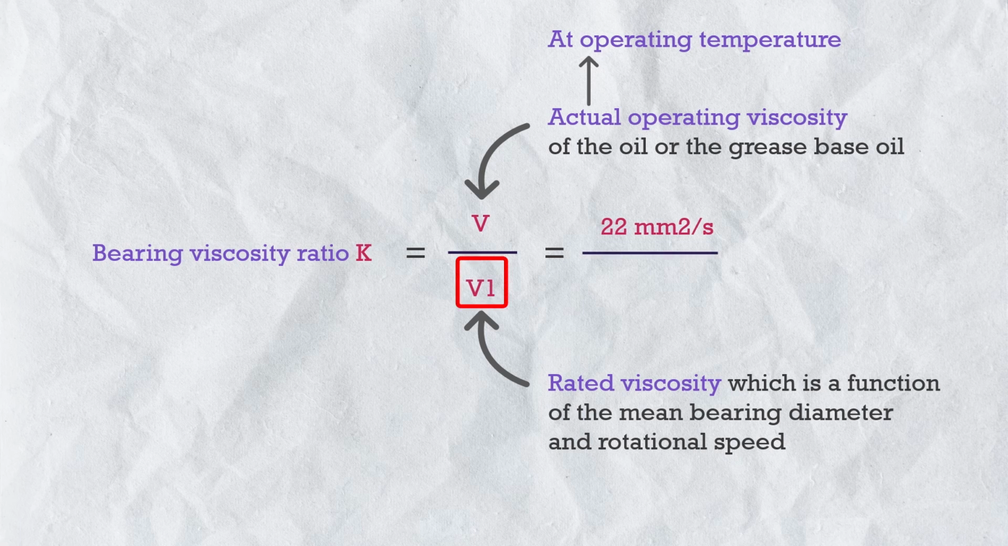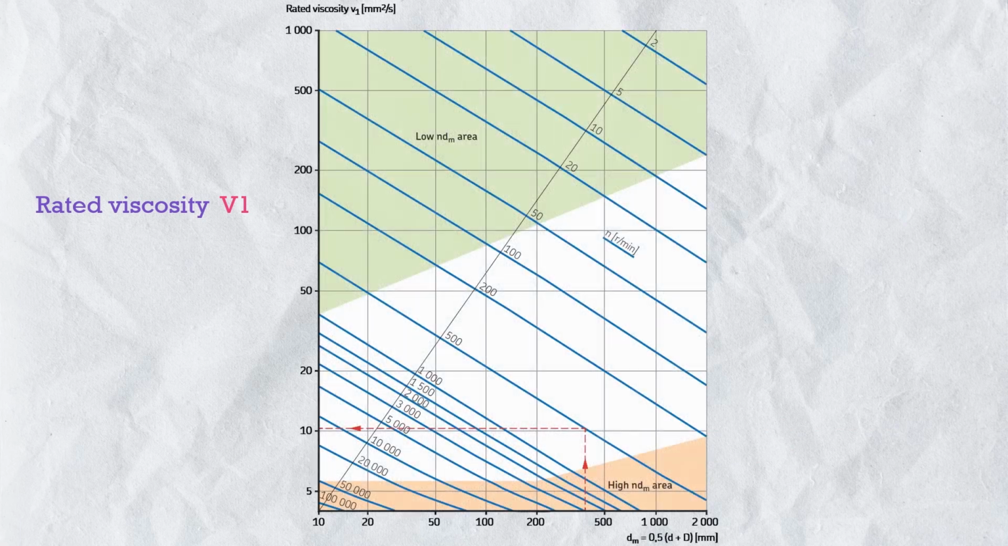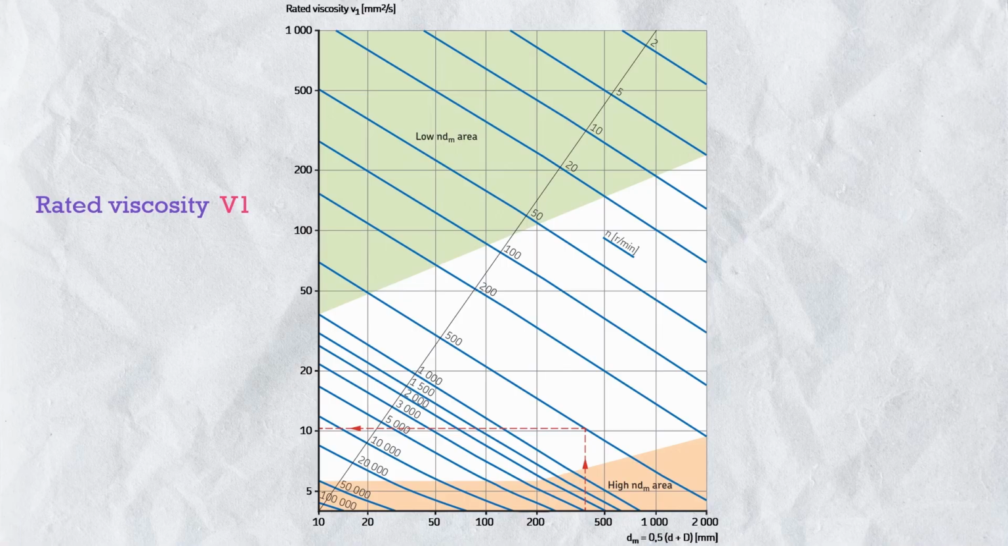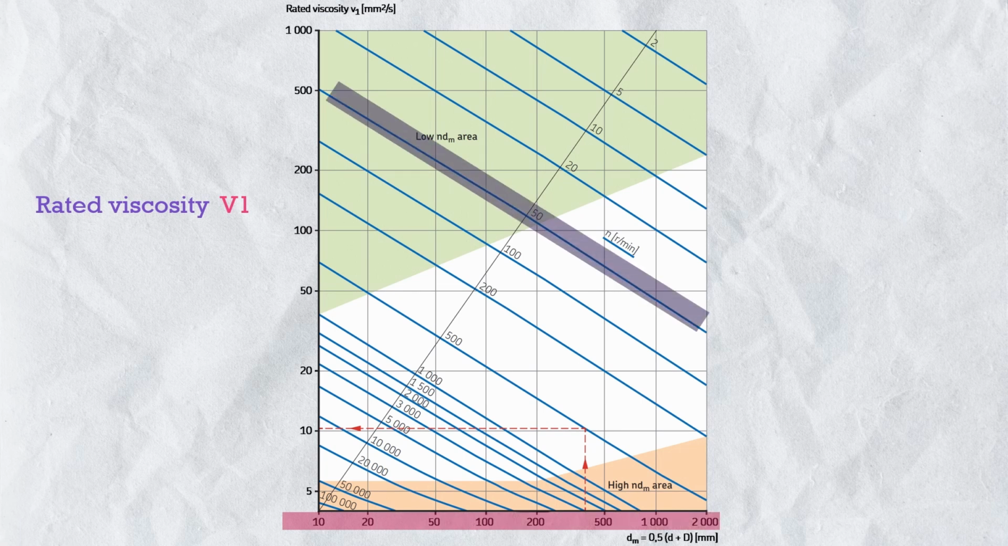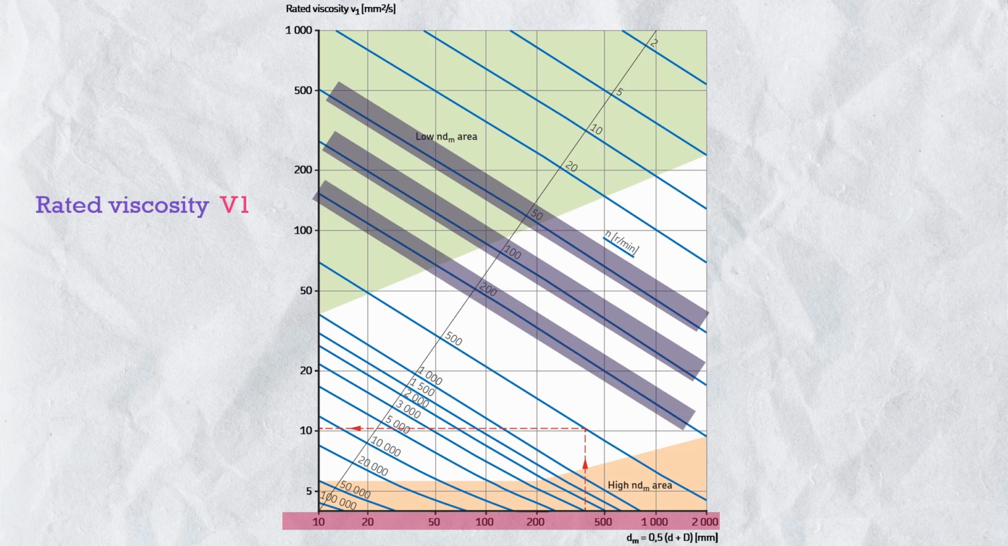So the rated viscosity is a function of bearing mean diameter and the rotational speed. And for rated viscosity, we can refer to this table, or you can also use online tools like the SKF bearing selection tool. So in this table on the x-axis, bearing mean diameter is plotted, and on these lines bearing speeds are plotted. And accordingly, rated viscosity V1 is defined on the y-axis.